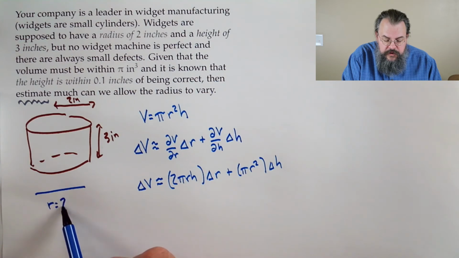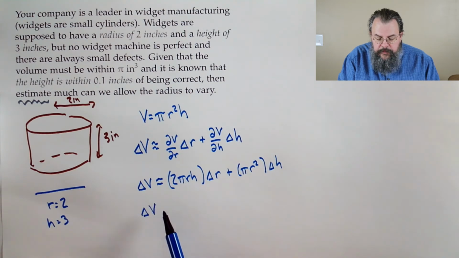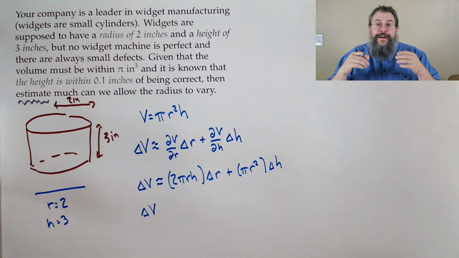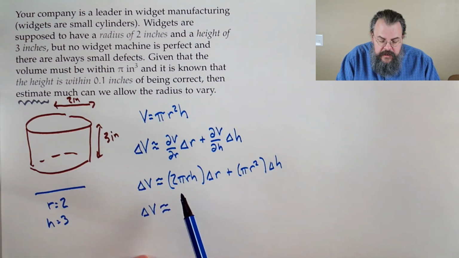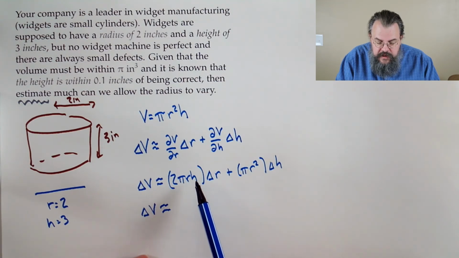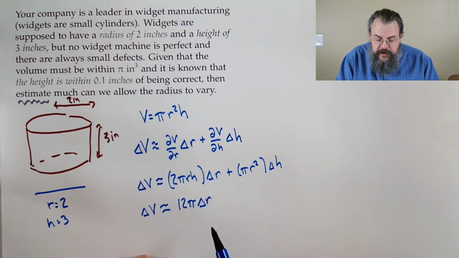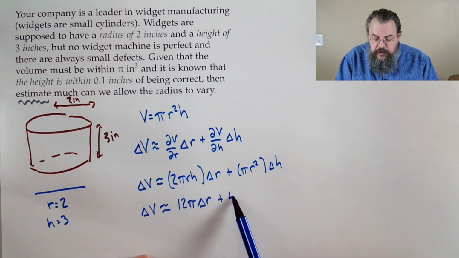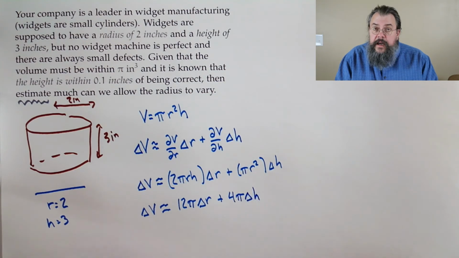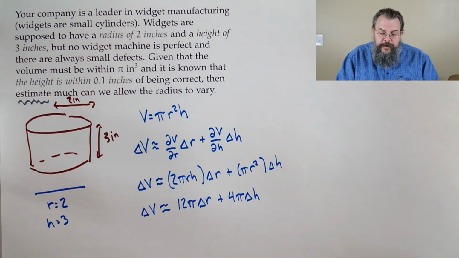Okay, so we care about the following situation. We want R equals 2, H equals 3. So our change in volume, which is how much our widget is off by approximately, is, and we'll plug this in, 2 times pi times 2 times 3. Well, that's 12 pi times however far we were off in our radius, and then pi times 2 squared, 4 pi times our change in our height. So that's roughly where we're off.